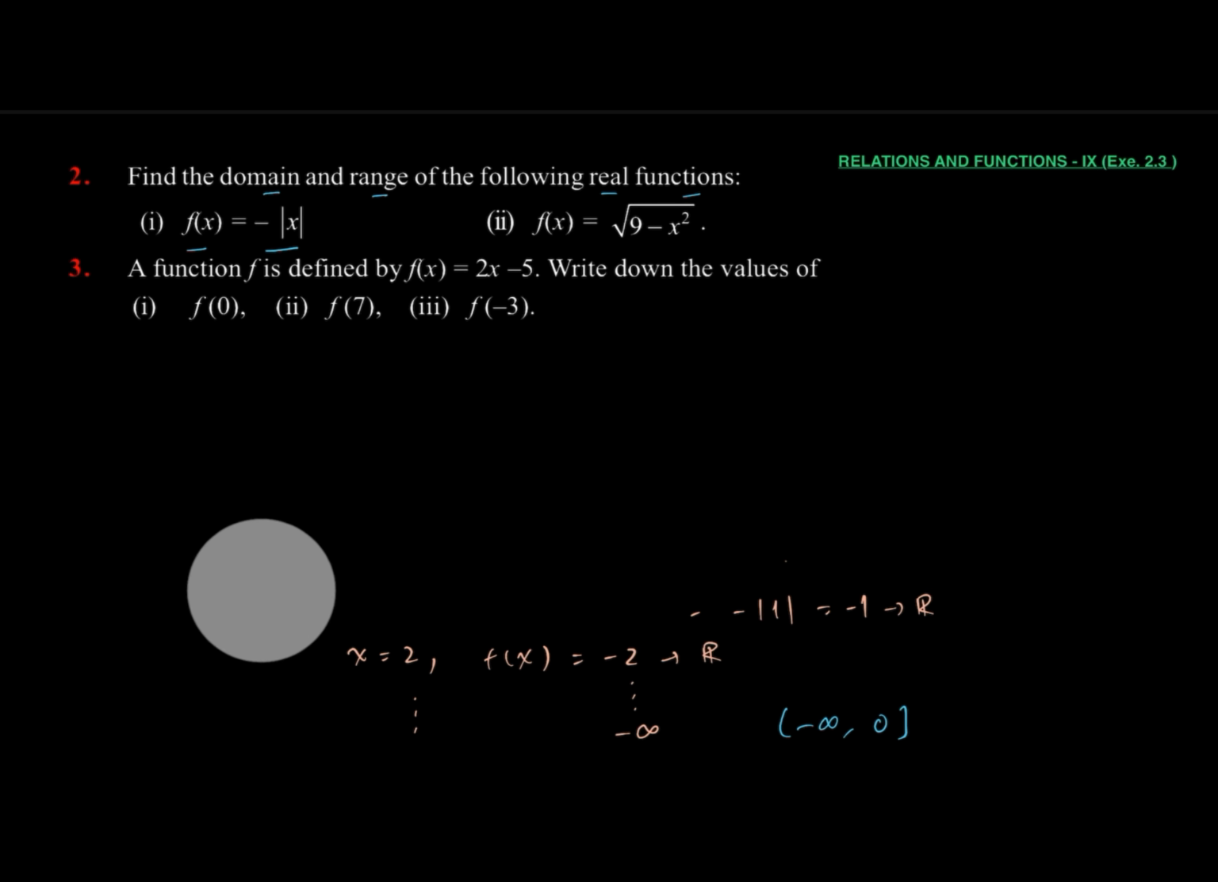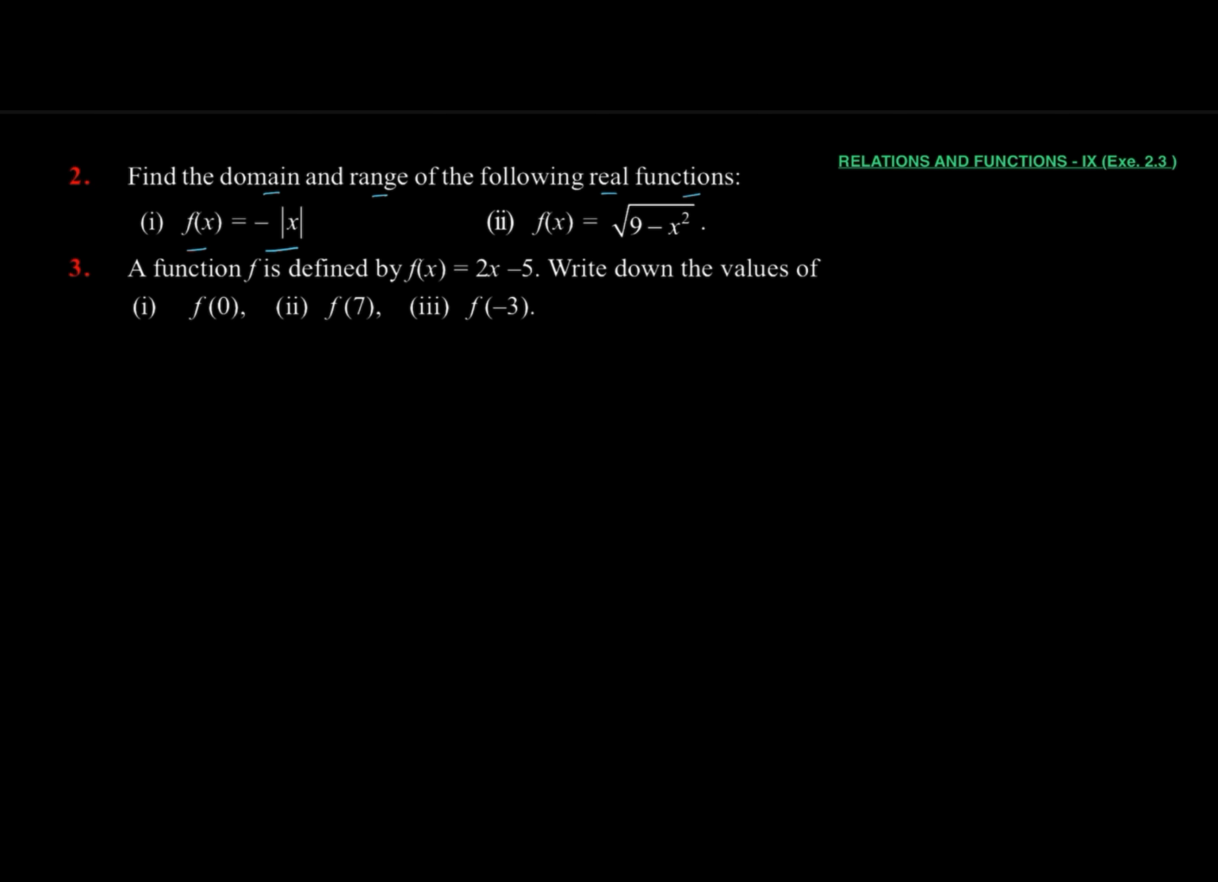Towards the next part. Part number second is f of x is equal to square root of 9 minus x squared. So this is question number 2, part number second. So we are given a function f of x equal to square root of 9 minus x squared. Now in order to find the domain and range of this function, let us put in different values of x and see what will be the output.